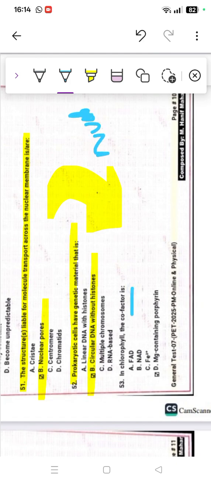In chlorophyll, the cofactor is manganese-containing porphyrin. Yeah, this is the right option.